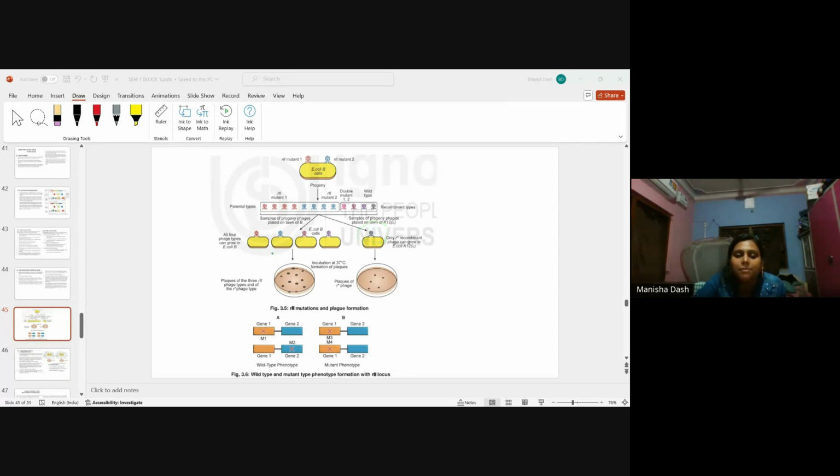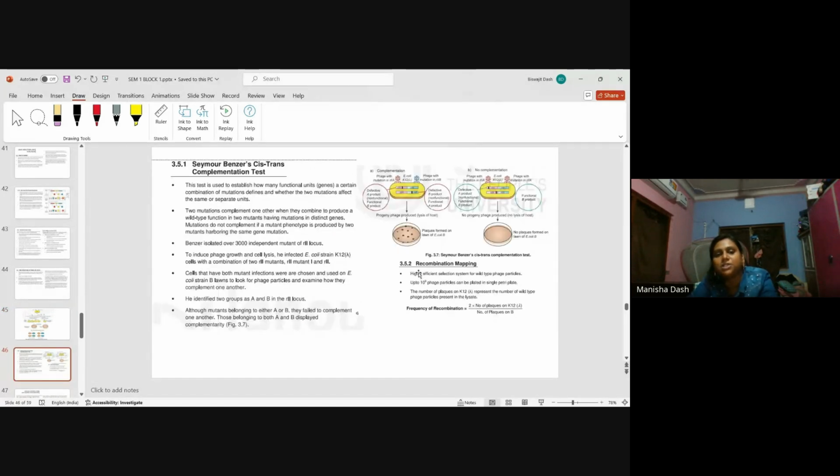So when will the wild type be possible? Now when the mutation is like this. So this was again confirmed by the Seymour Benzer complementation test.